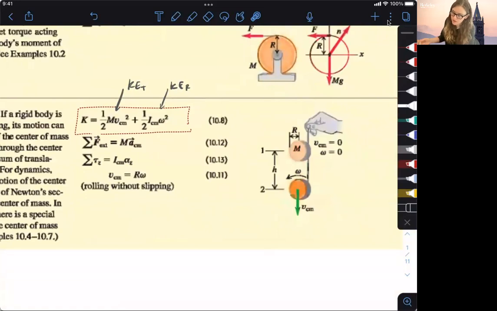If you're confused about when to apply it, ask yourself, is there a linear velocity and is there an angular velocity? If those two velocities exist, then this is likely what we're looking at. This is what we can use.